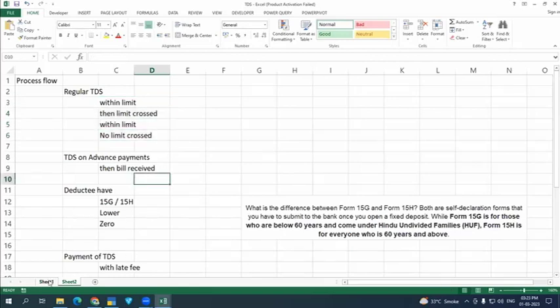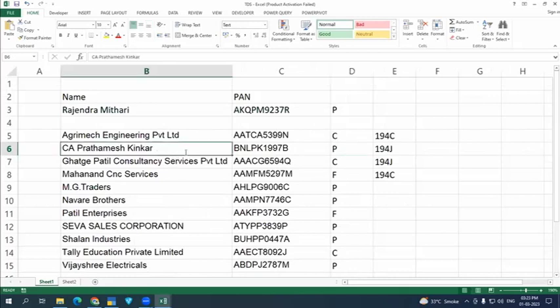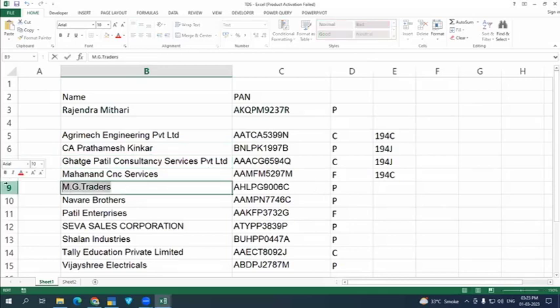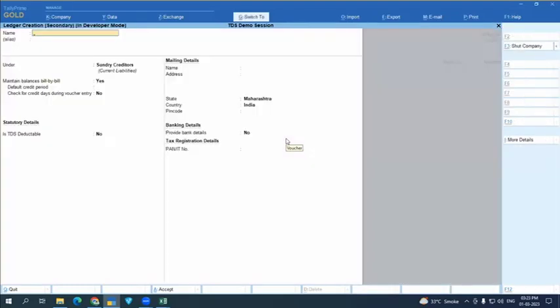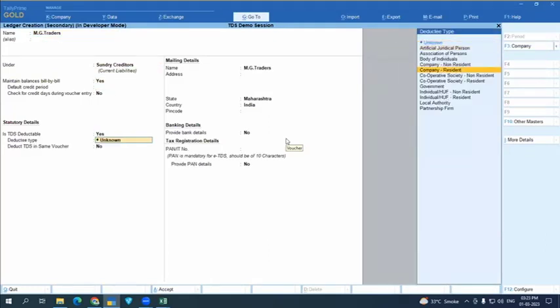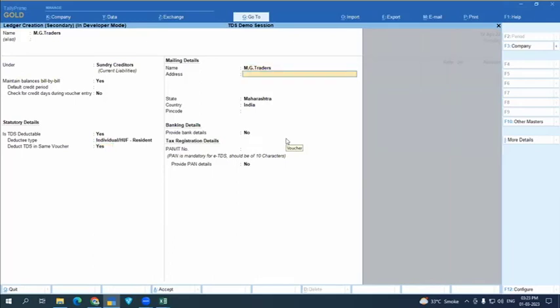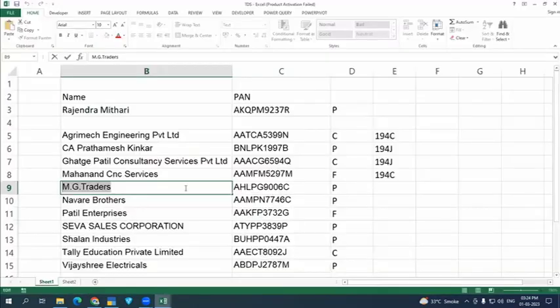Now just create one party. This party we are going to create as a CA name. I'm selecting another party because it is not 194J; I'm taking only 194C. So I'm creating one new party here. Sundry creditors, TDS is applicable. I am selecting resident Indian, and here I am putting a PAN, so our TDS return will be automatically fulfilled.